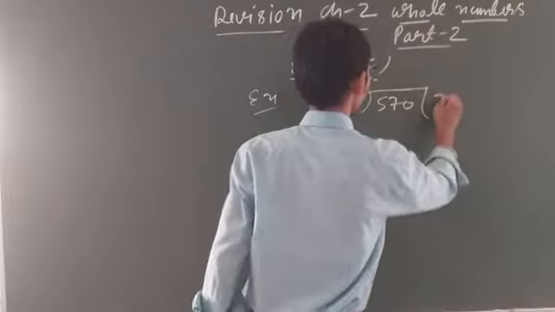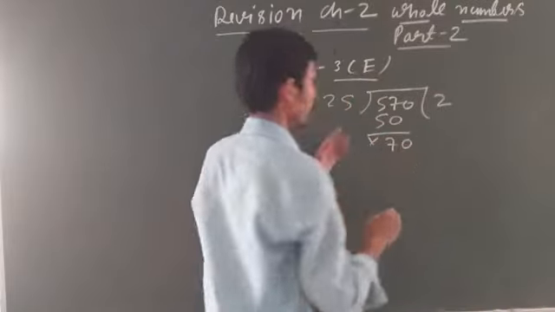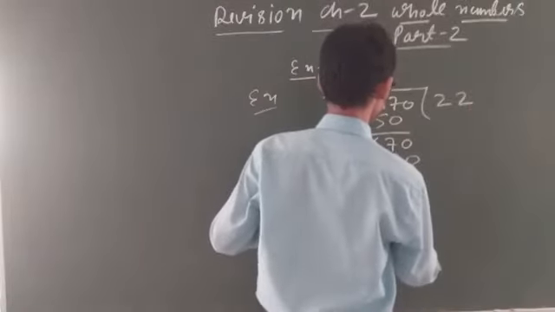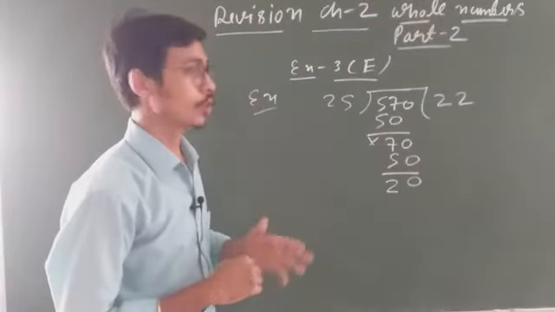So what you will do? 25 twos are 50. Clear? 5 minus 5 is 0, 7 is 0. Then 25 twos are 50. Clear? 7 minus 5 is 2. Now it is not divisible. It is not divisible. So what can you write down?